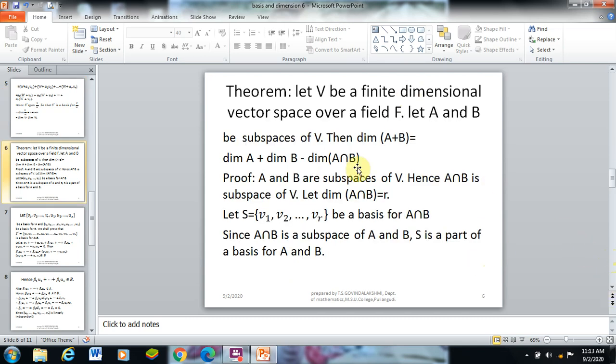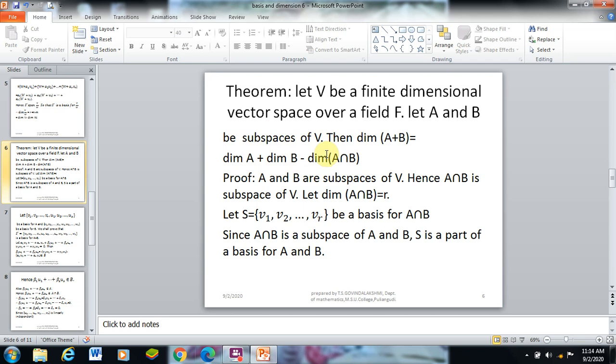Let us see another theorem. The statement of the theorem is: let V be a finite dimensional vector space over a field F. Let A and B be subspaces of V. Then the dimension of A plus B equals the dimension of A plus the dimension of B minus the dimension of A intersection B. Here we shall show this. Let us see the proof of the theorem.